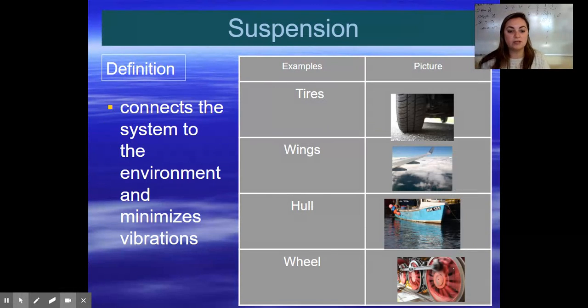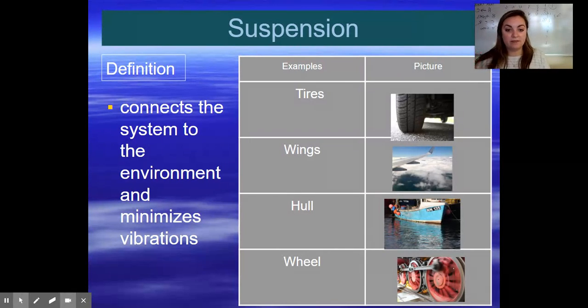Okay, the next one is suspension. Again, you're going to pause, go over, and type this in. Suspension connects the system to the environment and minimizes vibrations. Suspension is what's actually holding the vehicle up. It's connecting it to the environment. That's what's important, because if it is suspension, we're talking about the tires on the road. The tire is being connected to its environment, which is the road.